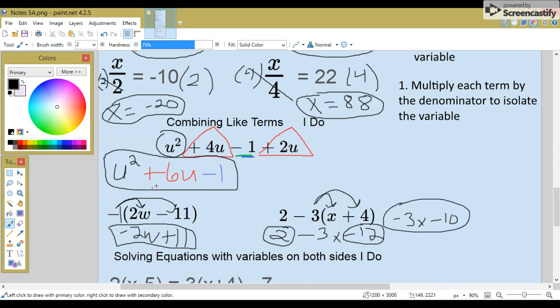Notice on each of these problems where we're simplifying, we do not solve. There's no specific number answer. An expression can have multiple terms in it, with or without variables.